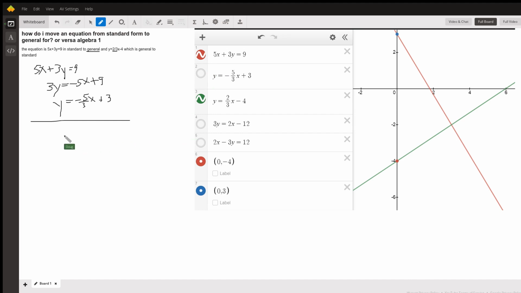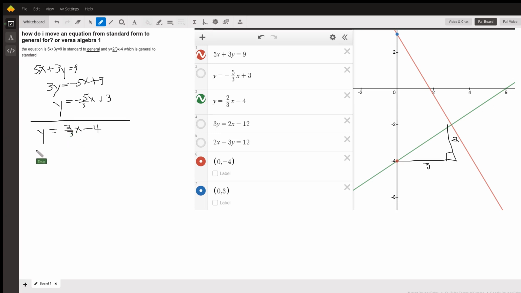Now, if I start with the equation that's in slope-intercept form, and by the way, there's the y-intercept for that green line, (0, -4). Slope of 2/3 means every time you go over 3, you go up 2. Over 3, up 2, slope of 2/3. But to get it in standard form, probably the easiest thing to do is multiply every term by 3 so that we don't have a fraction here.